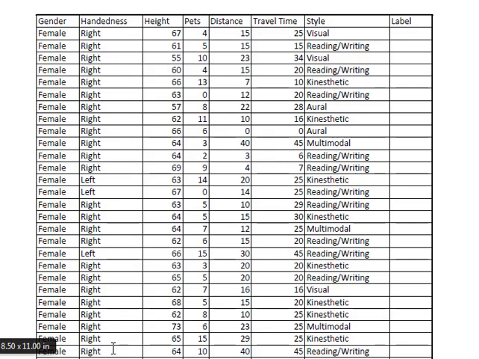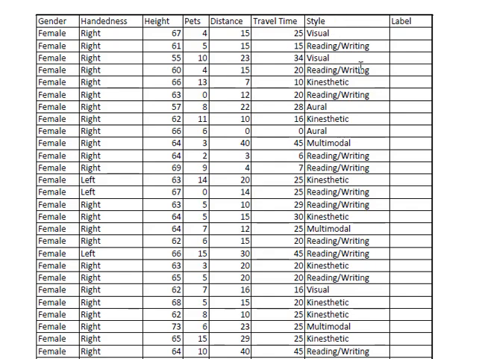So here is the handout that you were given, or the link that you were given for this handout for this lecture. And if you look through it, we've got 100 students. I collected the gender of each student, the preferred handedness for each student, the height in inches, the number of pets they owned to date, the distance from campus in miles, the travel time to campus in minutes, and their learning style. We're going to take a look at their learning style right here.